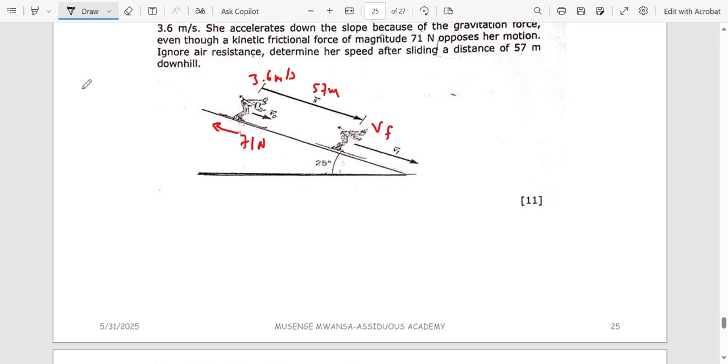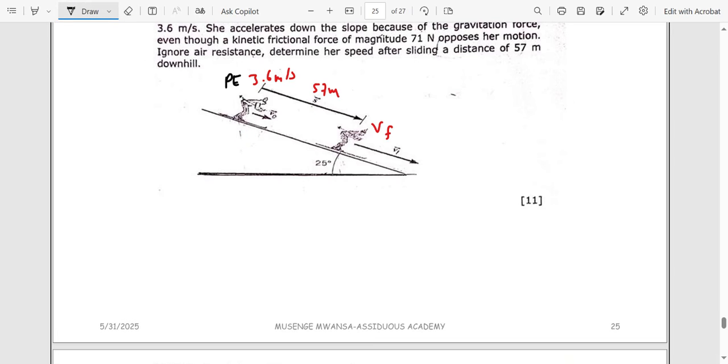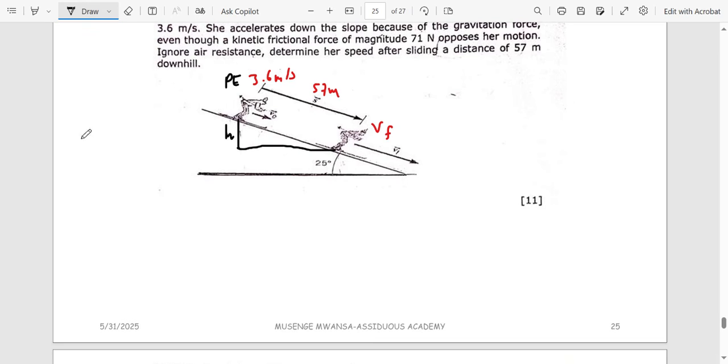So for conservation of energy, at the beginning, what do we have? At the top here, this guy has got potential energy. So we're going to take it again like this, just like we did the other question. From where he is to the point where he is going to be, we are interested in knowing this height. So I'll say at the top he has got potential energy. What other energy does he have? Let me write it here. Potential energy. Remember, he already has velocity at that point, meaning that he also has kinetic energy.